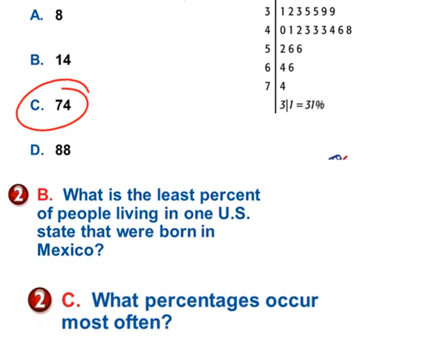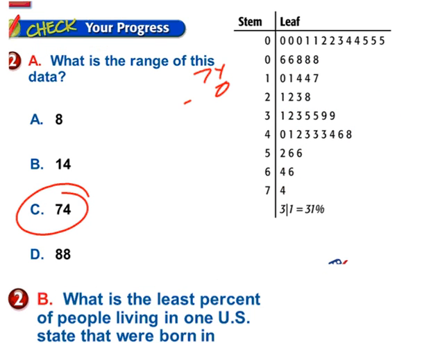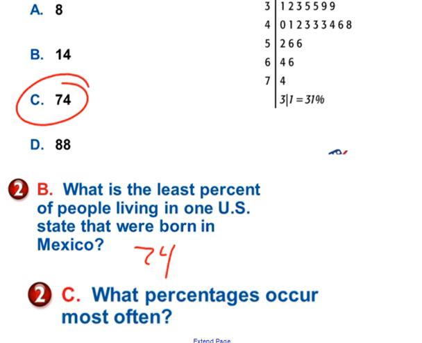Next question, what is the largest percent of people living in one U.S. state that were born in Mexico? I believe it is 74%. I want to look back because I think that's the same question that was on our previous slide. What is the greatest percent of people living in one U.S. state that were born in Mexico? So it is the same question. Better get the same answer then, right?